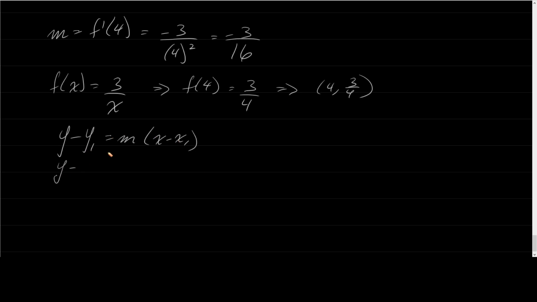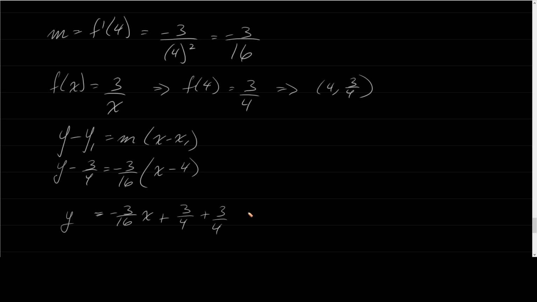So y minus y sub 1, which is 3/4, is equal to m. M was negative 3/16 times x minus x sub 1. x sub 1 was 4. So let's just distribute that negative 3/16. So I get negative 3/16 x. Negative times a negative is a positive. The 4 and the 16 reduce, so I end up with 3/4 there. And if I add this 3/4 to both sides, I have another 3/4 there, plus 3/4.